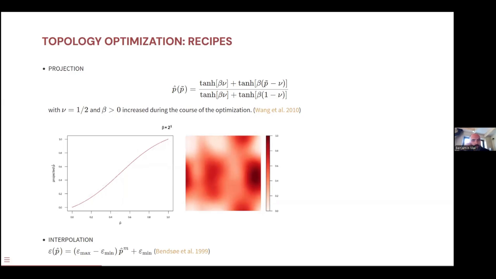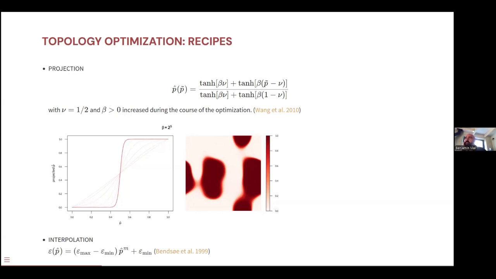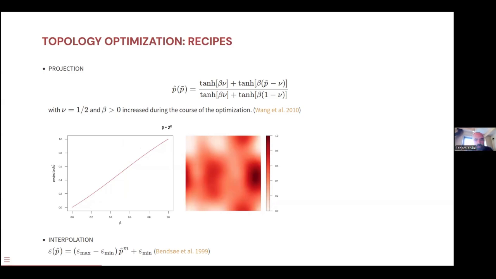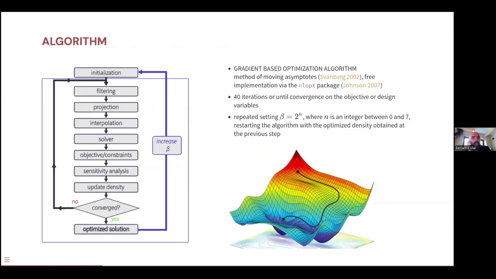You can choose m different than one, or you can interpolate the logarithm of the density function. For example, it's often used when you've got a large mismatch, a large contrast in the two material permittivities that you want to use. So equipped with those tools, we are able to do some topology optimization. So I'm going to show you the algorithm.